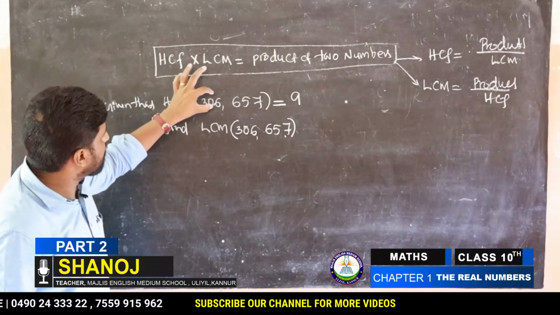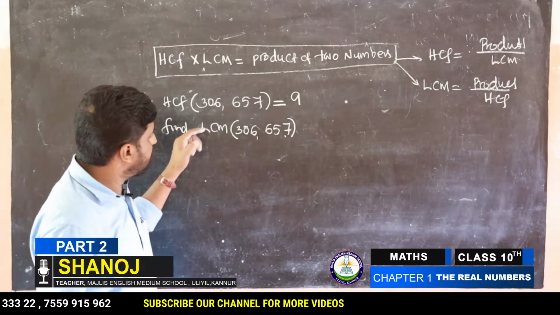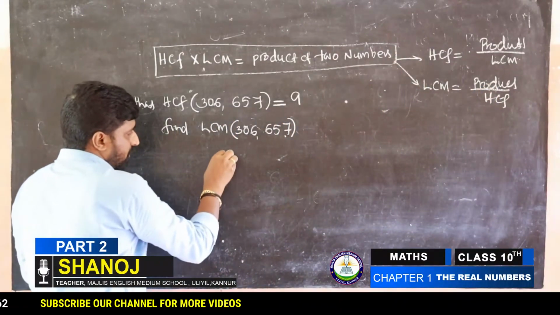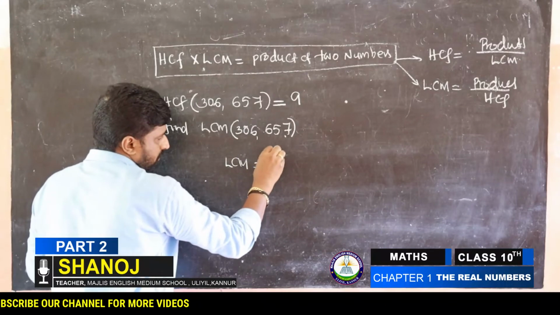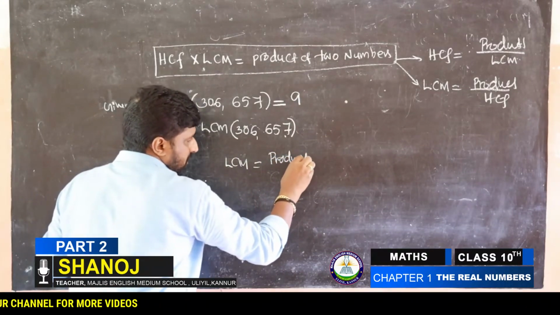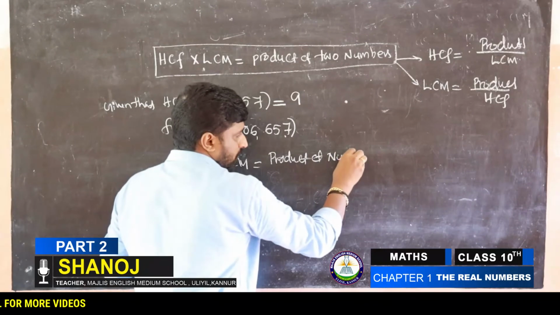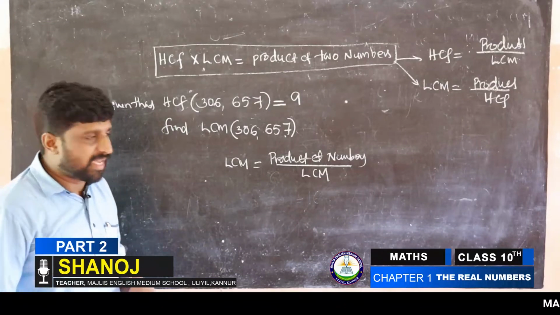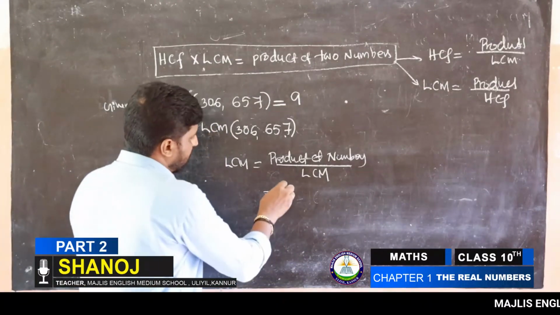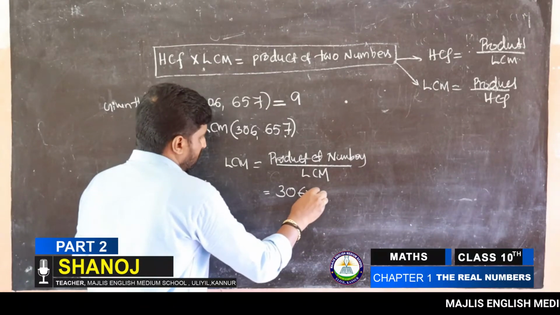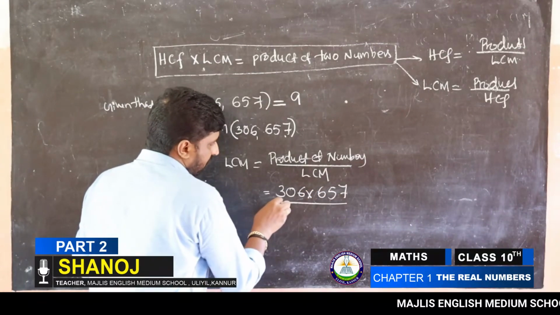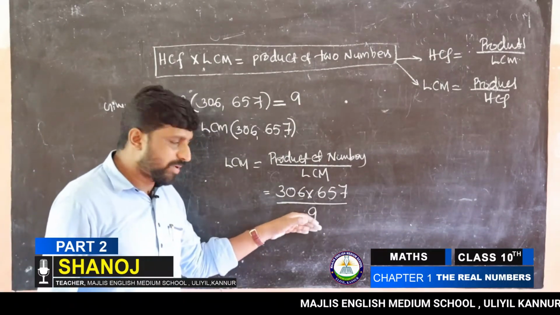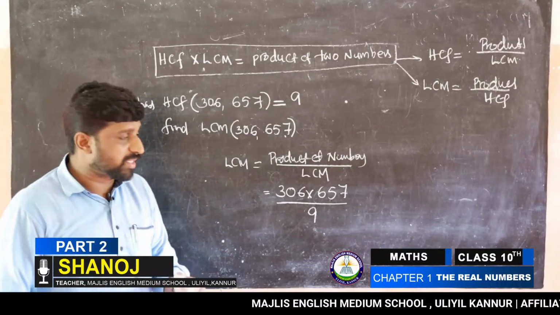Therefore, HCF of these two numbers is given 9. LCM we need to find out. Therefore, we can start by using LCM is equal to product by HCF. Therefore, LCM equal to product of numbers by HCF. Here product of numbers means we multiply 306 into 657, divided by HCF which is 9. No need to multiply and then divide by 9. If you know the multiplication table, you can simplify that.